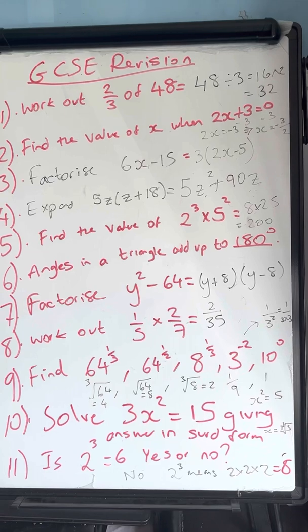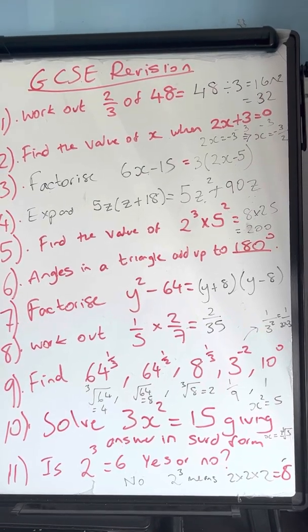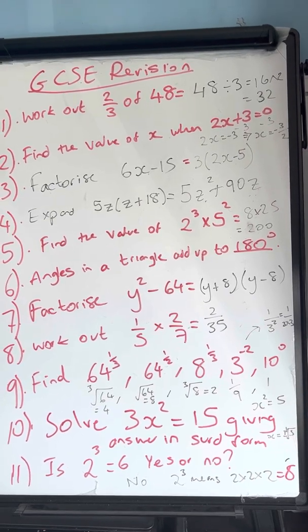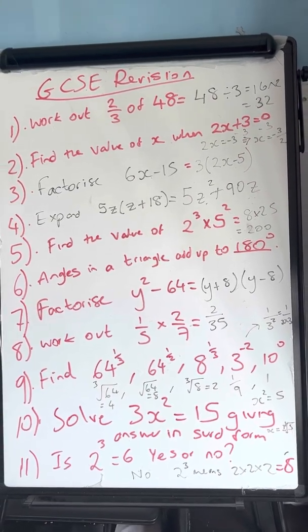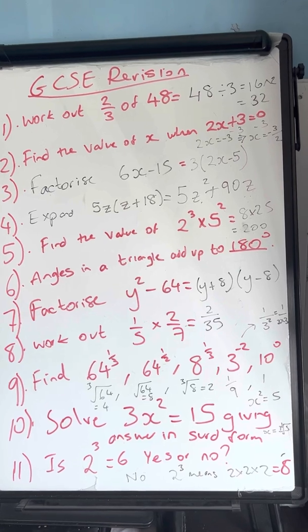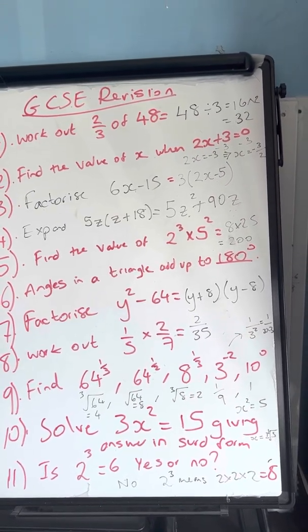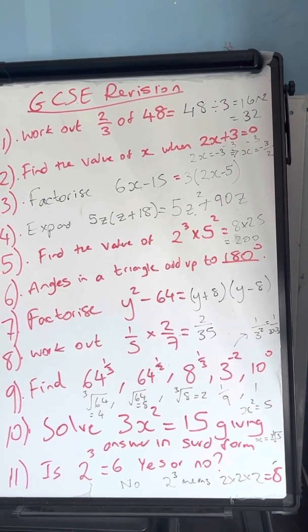This is question number 10. Solve this equation, giving your answer in surd form. Solve 3x squared is equal to 15. Well, if I divide both sides by 3, I get x squared is equal to 5. Okay, x is equal to plus or minus the square root of 5.